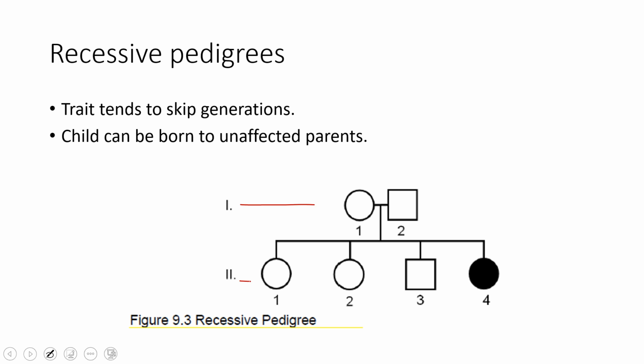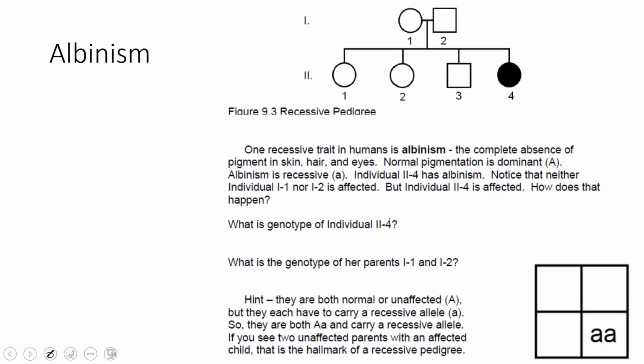The other thing that you need to look for is that you have a kid who is born to unaffected parents. And so this kid has the disease, but neither of the 2 parents do. That can only mean that you have a recessive condition going on. And so that's what you're going to do to recognize how that pedigree or how that disease is getting inherited.